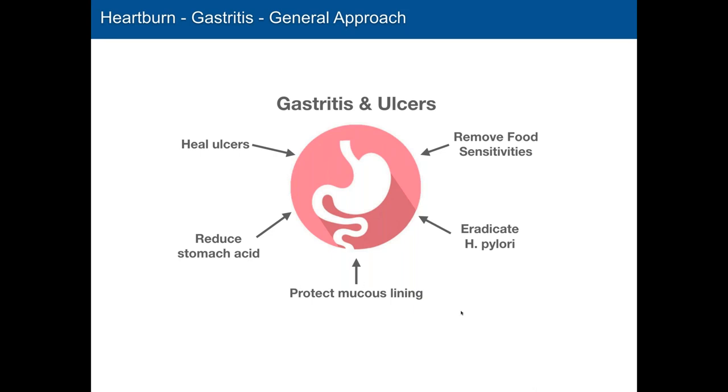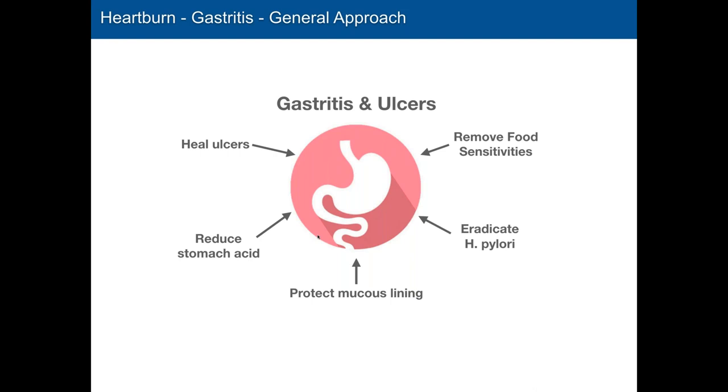You want to protect the mucus lining, so that's where your demulcents come in. I think in this case you do want to suppress stomach acid, and so there's some gray area. But in the case of gastritis, I'd be inclined to do it. Reduce stomach acid acutely. I think proton pump inhibitors would be indicated for gastritis and ulcers acutely for a week or two to give the wound or the ulcer time to heal. And then you get people off of them.